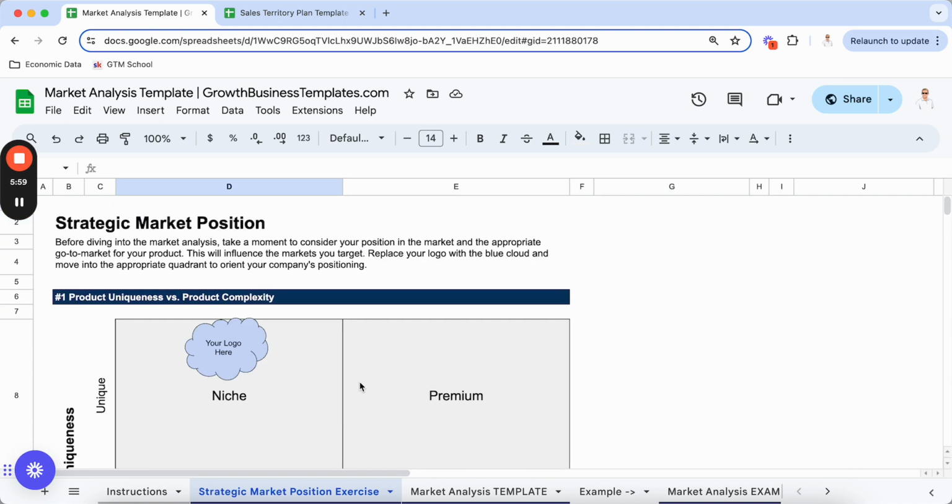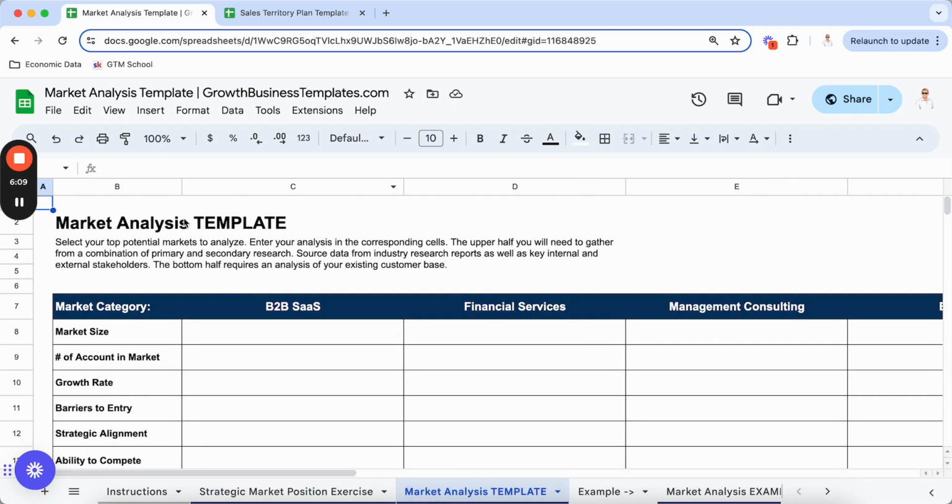So go through this exercise. I think it's a great exercise. There's so many strategic mistakes made at companies because they did not think through this. And all of that then informs the market analysis that you do. This is a template, a blank template. You can fill in your own details.